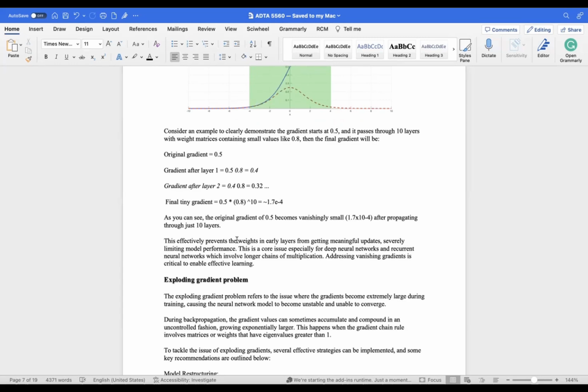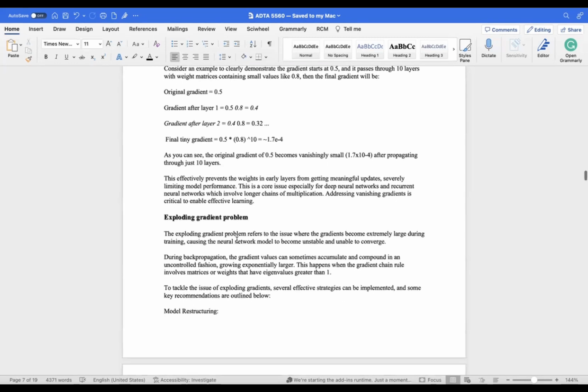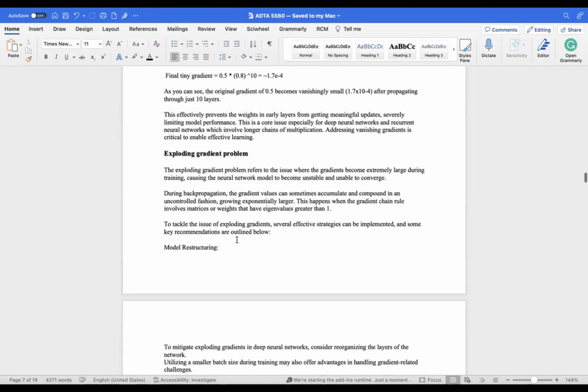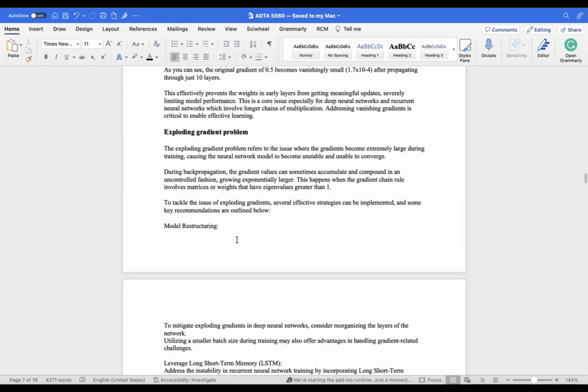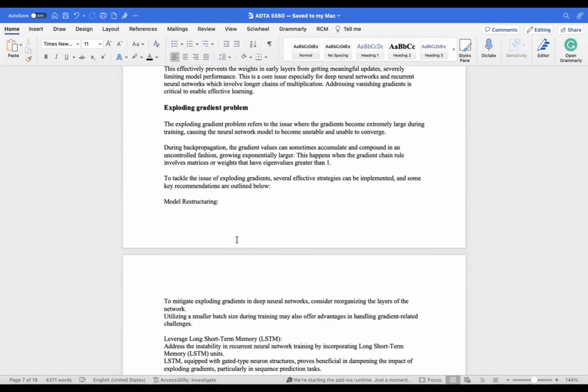Solving it is a key to ensure meaningful learning in neural networks. And let's solve the second problem, the exploding gradient problem. So let's unravel the exploding gradient problem. It's like cooking with too much spices, things get out of control. So let me give another illustration.